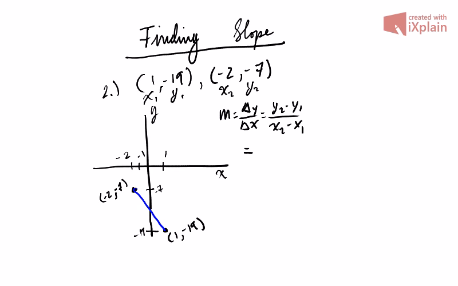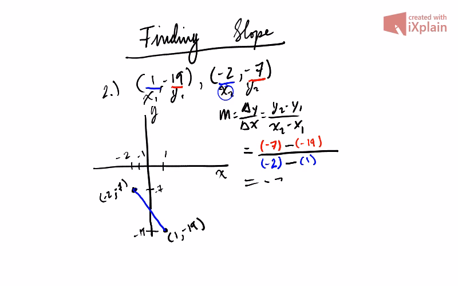So I'm going to substitute in -7 for y2, and I'm going to subtract -19 for my y1 pairing. Okay, and I'll do that in red, and I'll do the other two in blue. And this is the ratio of y to x. So for the next substitution, I'm going to substitute in my x2 pairing, which is -2, and I'm going to subtract it from the first x pairing, which is 1.